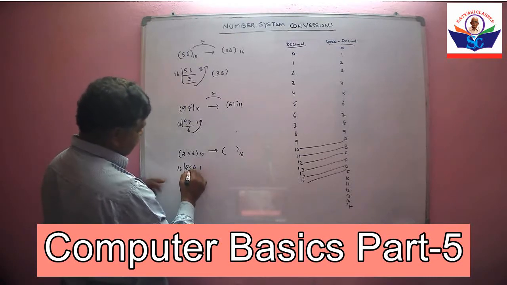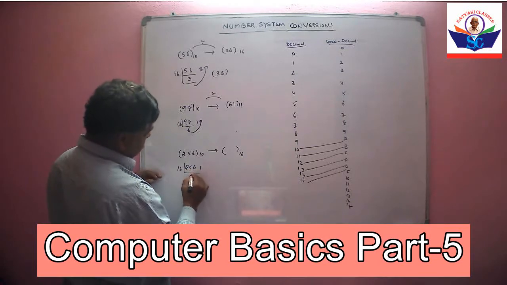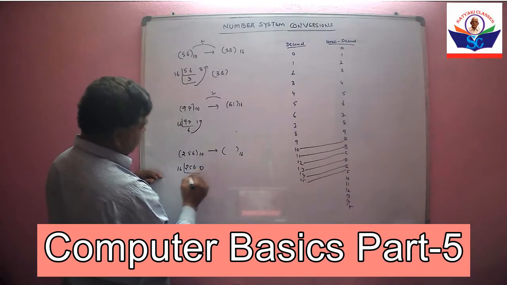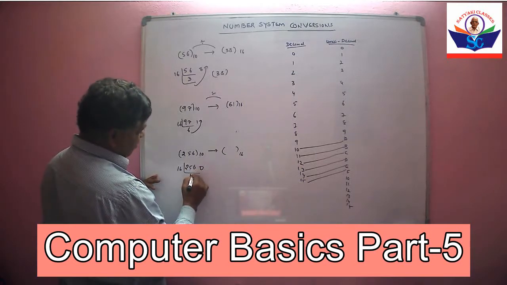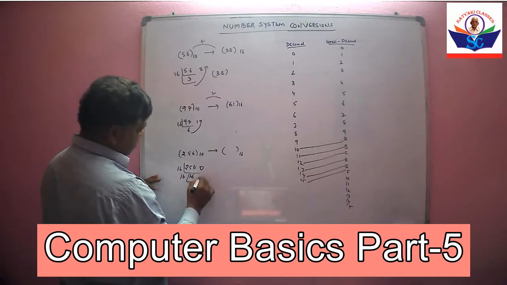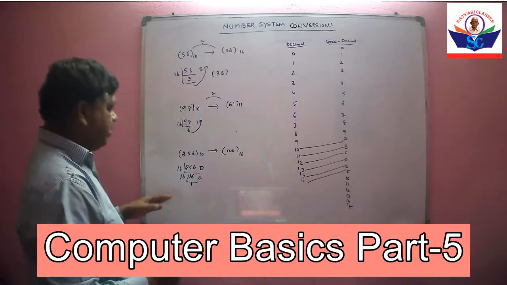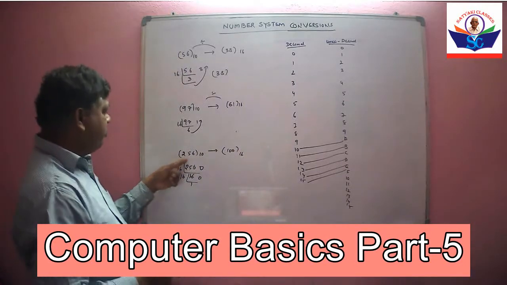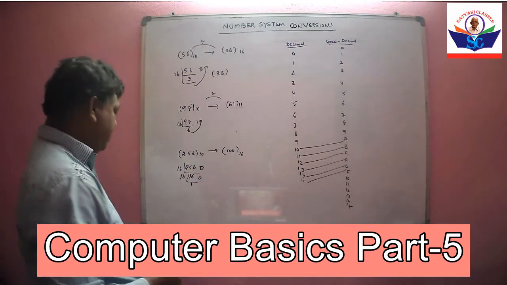16 sixes are 96. Remainder is 0. Finally 16 once 16. Now again 16 once 16, remainder 0. Now 100. 256 in decimal number is equal to 100 in hexadecimal number.